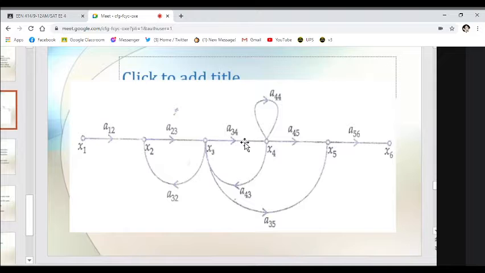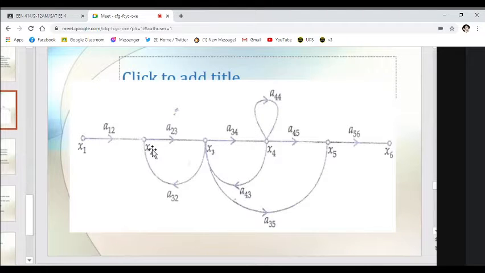Now, X3, X4, X5, and X3 babalik, it is not a loop, no? Kasi tingnan niyo yung arrow, so yung arrow papunta doon. So kung bababa ka dito, hindi po pwede kasi yung arrow magsasalubong. So hindi to closed loop. Okay? So yung A34, A45 saka A35, they are not a closed loop. Ang closed loop lang yung A23, A32, A34, A43 saka yung A44.